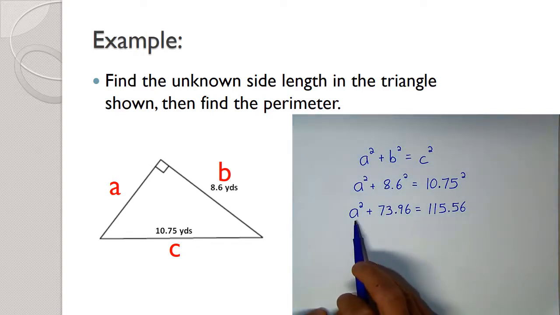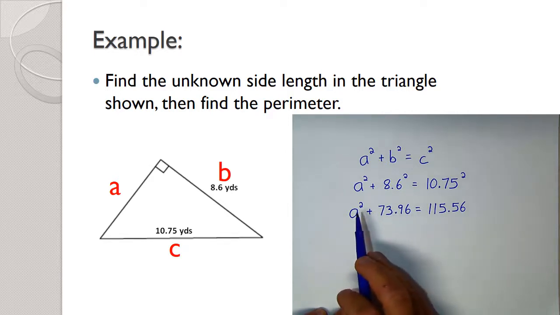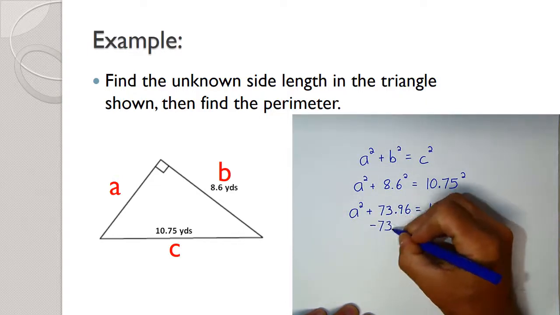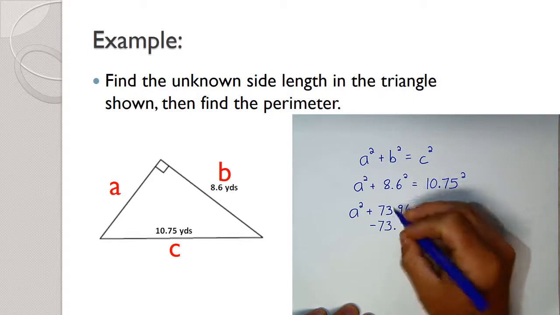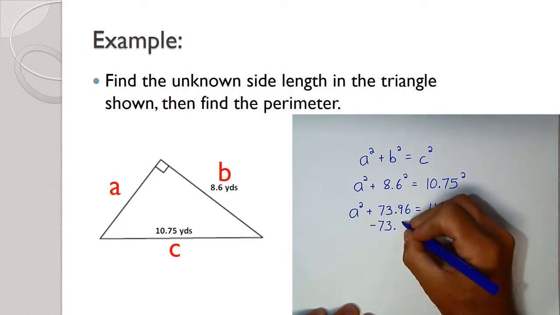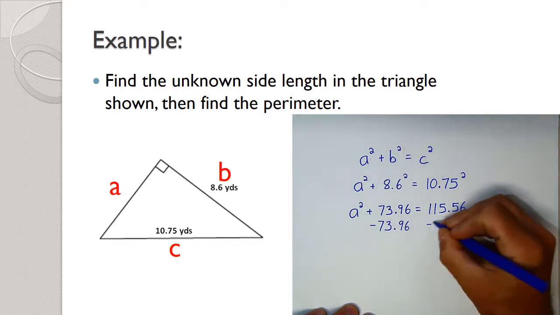Now, here's where things look a little different. We want to figure out what a squared is. We would like it if that weren't there. That 73.96 should go away so that we can take the square root. So we have to subtract that off. Anytime we're looking for a and b, we won't add our a and b's together because we don't know them like we did before. Instead, we subtract off, in this case, b squared from both sides.